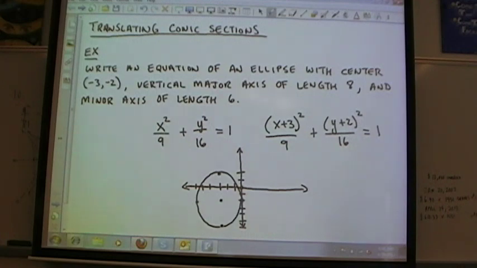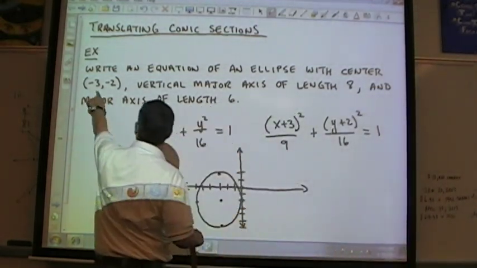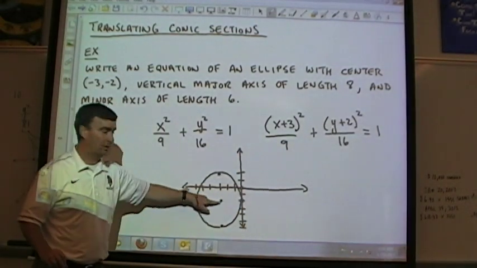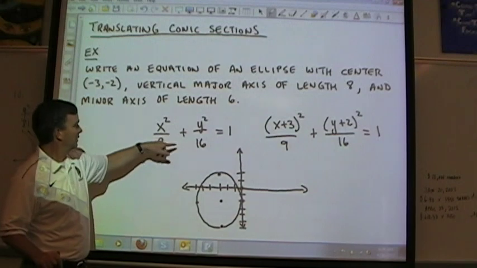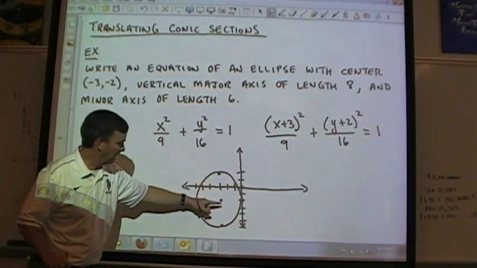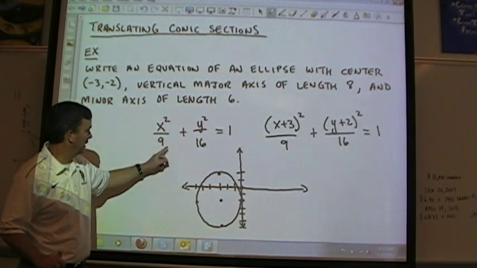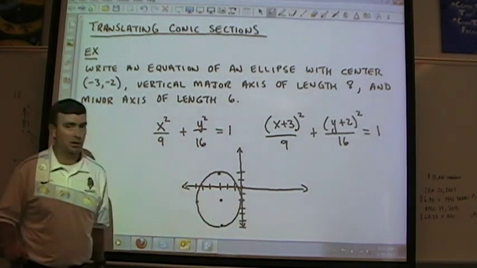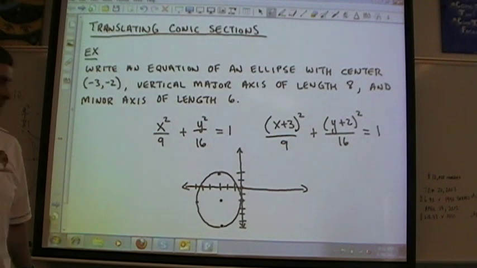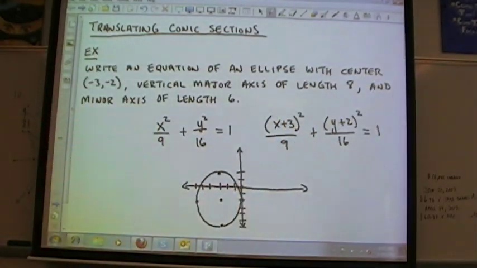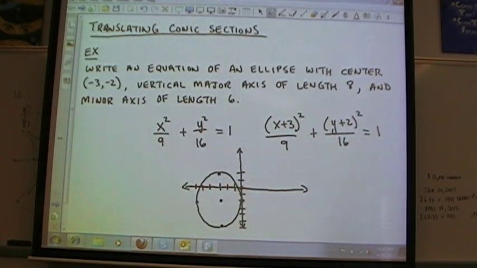All right, to graph this, I plot my center, -3, -2. Then up 4, down 4 because it's under the Y, and left and right 3 from the center. And draw your ellipse. That's not bad. So that's all we're going to do. That's it. Yay! All right, next.